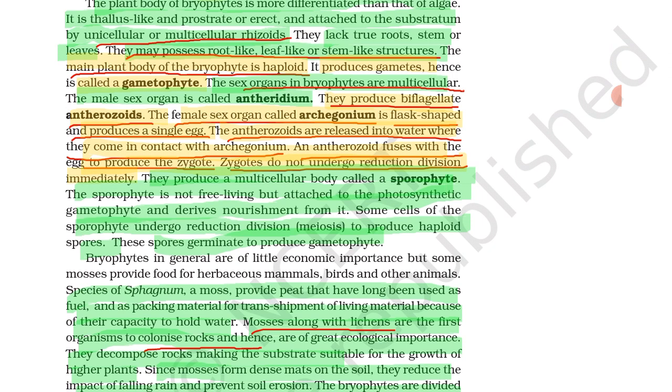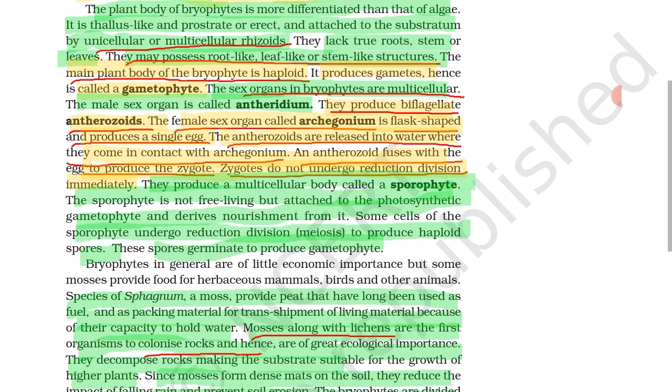Understood? Means what? After the fusion of male and female gamete in the water, they form a zygote, and this zygote does not undergo reduction division immediately. After that, it forms a multicellular body called a sporophyte. The sporophyte is not free living but is attached to the photosynthetic gametophyte and derives nourishment from it. So the gametophyte is photosynthetic, and above this gametophyte the sporophyte is attached, and the sporophyte is not free living. The sporophyte is dependent on the gametophyte.